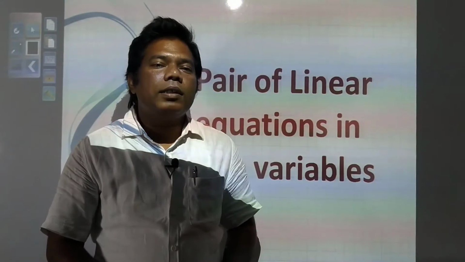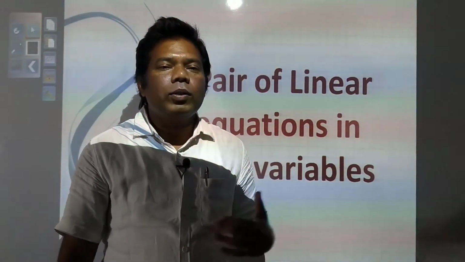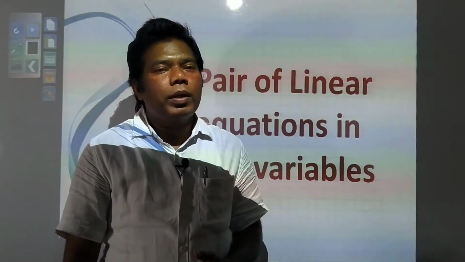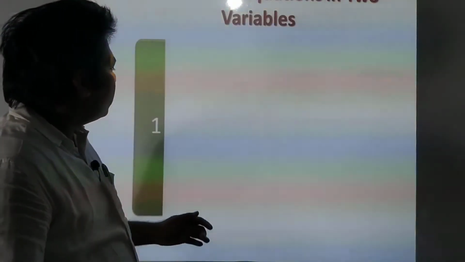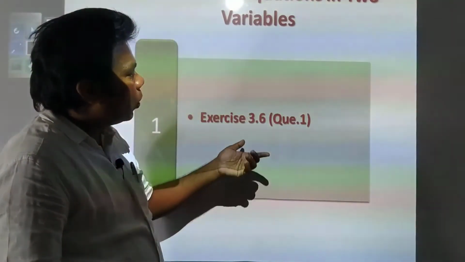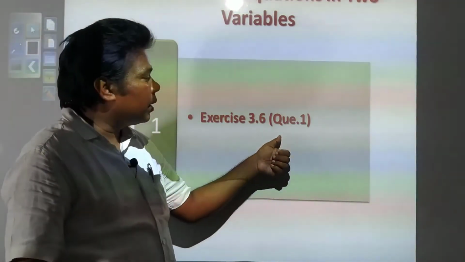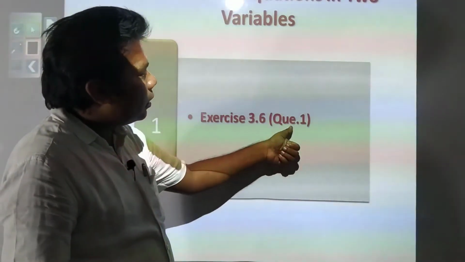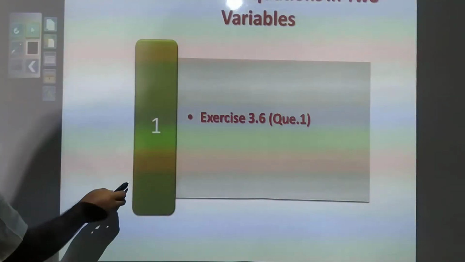As in our last class we completed exercise 3.4 and we had to start a new chapter. We have been doing pair of linear equations, and in the new exercise, exercise 3.6, two questions are there. Today we will see question number 1, and many sub-questions are there under this question number 1, so we will try to see. So let's start.